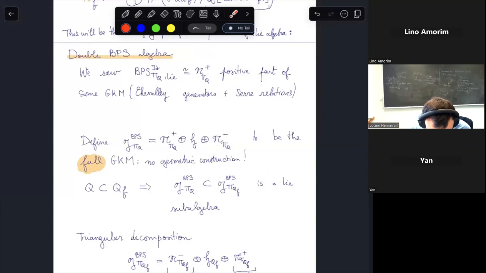So the negative part, what is it? The negative part is what was generated by the dual. It's just a formal definition. Geometrically we construct this algebra, and we discover that it's the positive part of a Kac-Moody algebra. So we can formally say we take the whole thing, but we don't have a geometric construction of this whole thing.